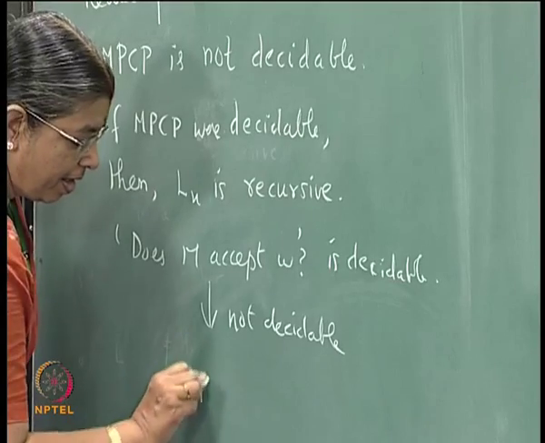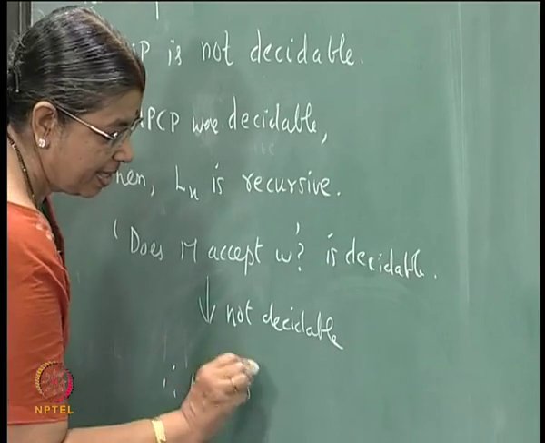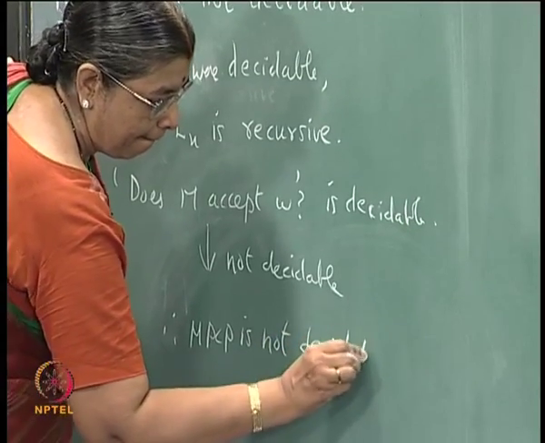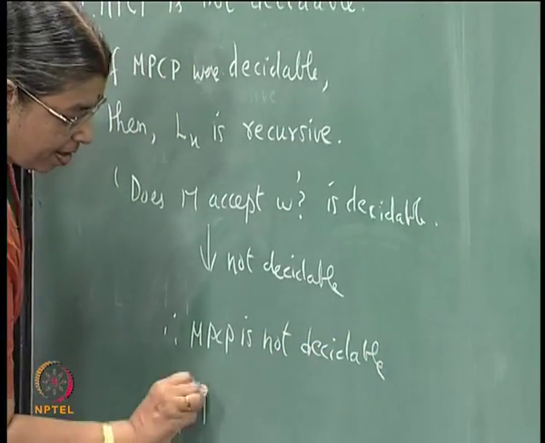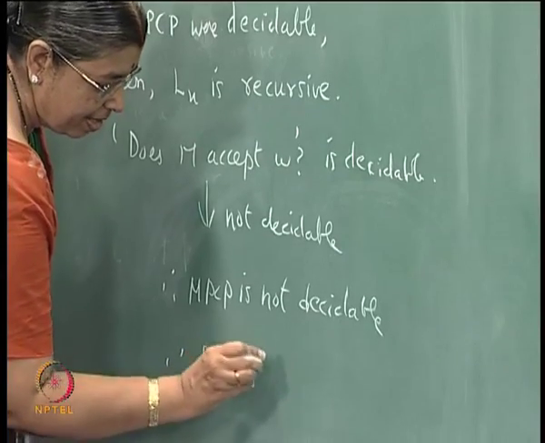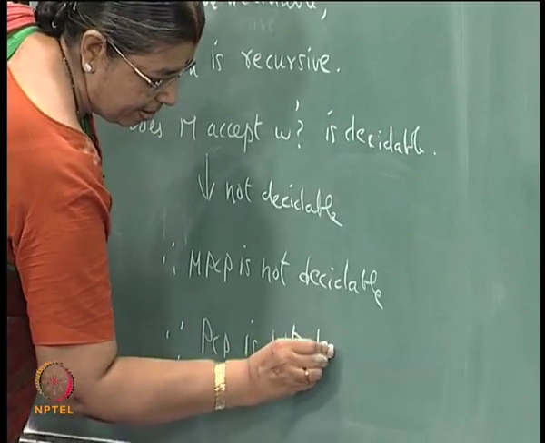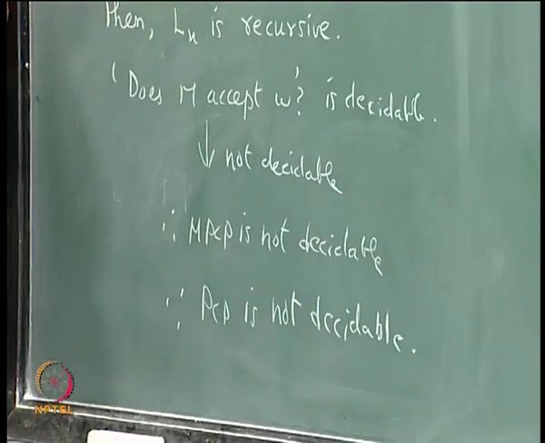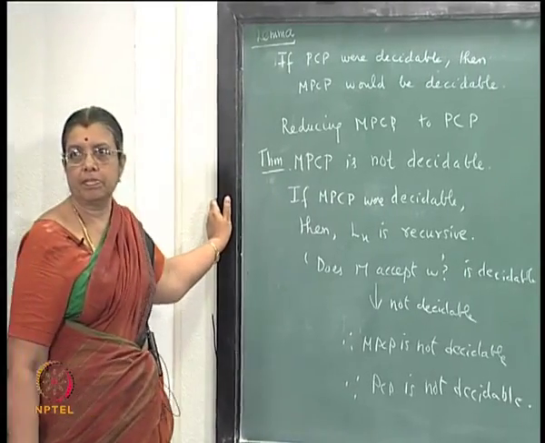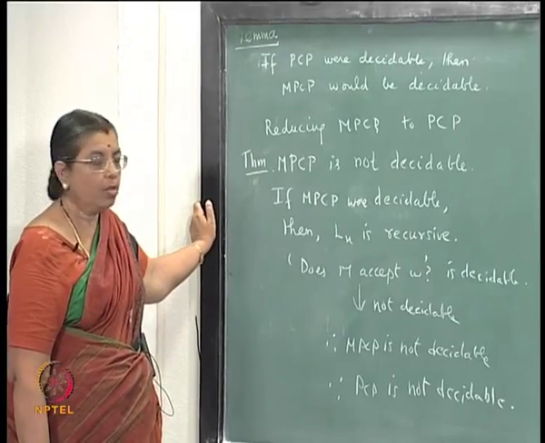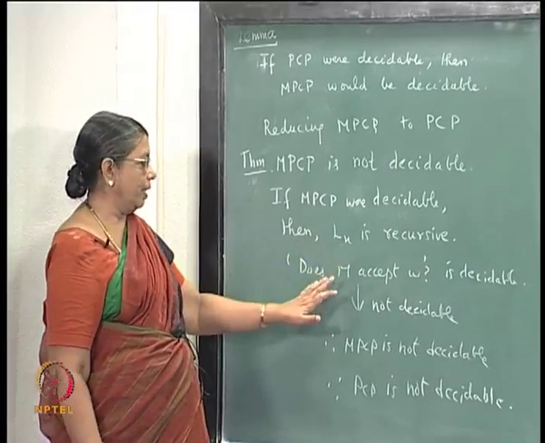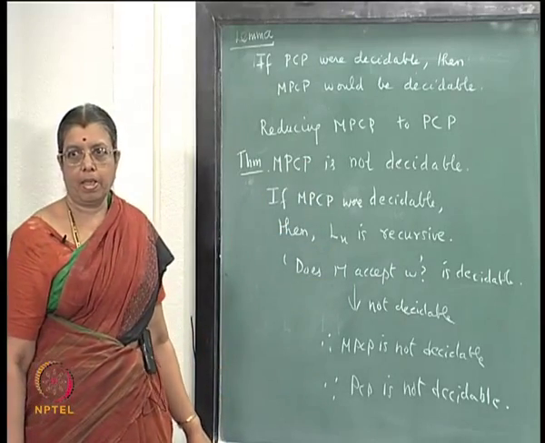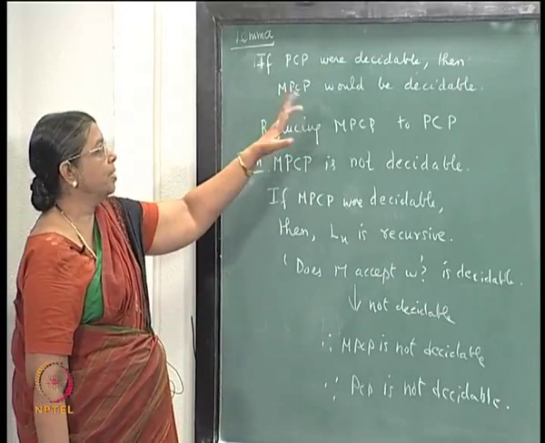Therefore, MPCP is not decidable. Therefore, PCP is not decidable. Okay. So, you are reducing L U, or this question, does M accept W, to MPCP, and you have already reduced MPCP to PCP.